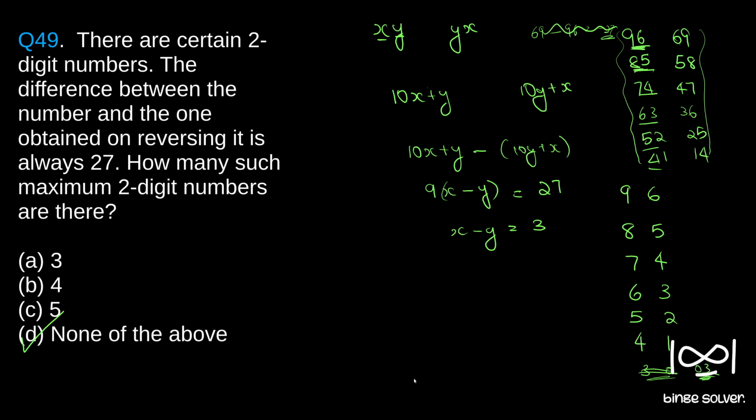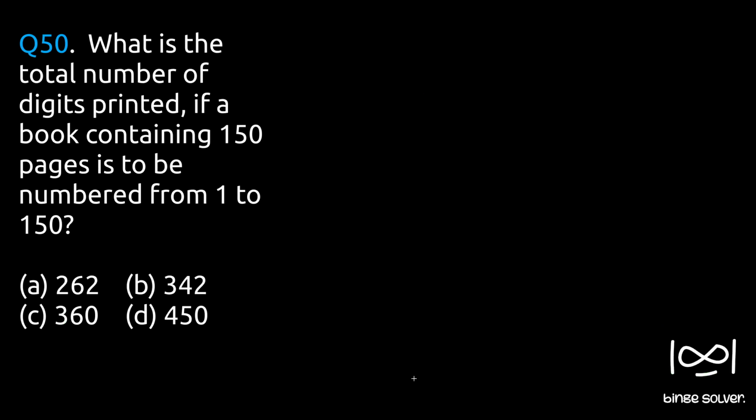Next question, question 50. What is the total number of digits printed if a book contains 150 pages? A book containing 150 pages is to be numbered from 1 to 150. So we will split the pages into 3 categories: page number 1 to 9, page number 10 to 99, and page number 100 to 150.